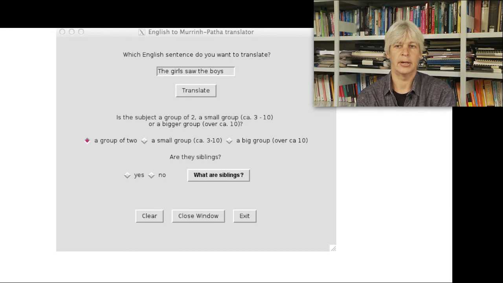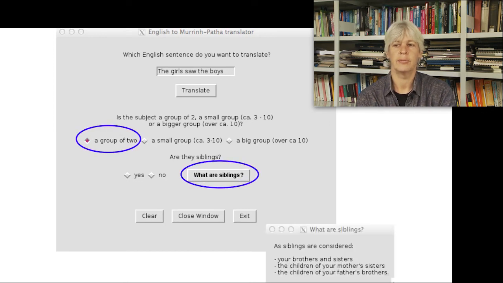I clicked on, I said, okay, this is a group of 2, it's 2 girls. And then I get another question. It says, are they siblings? If you're not sure what siblings are in this language, you can click on what are siblings. And then you get this information. Siblings are considered your brothers and sisters, but also the children of your mother's sisters and the children of your father's brothers. So you can think about whether these girls are siblings or not. In this case, I decided they are siblings.